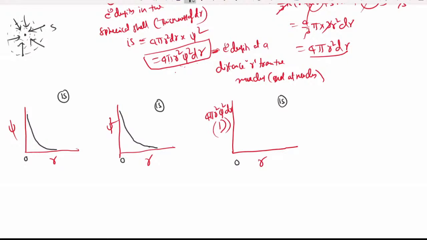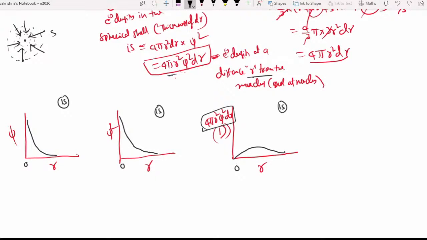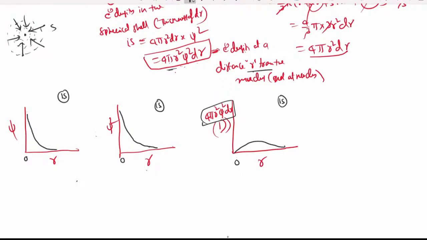But, sir, why did you write it like this? D means it is at a distance r from the nucleus. We are not calculating this value at the nucleus. At a distance r from the nucleus, even for the s orbital, the electron density is 0. That is the difference: psi versus r, psi square versus r, and D versus r for the 1s orbital.